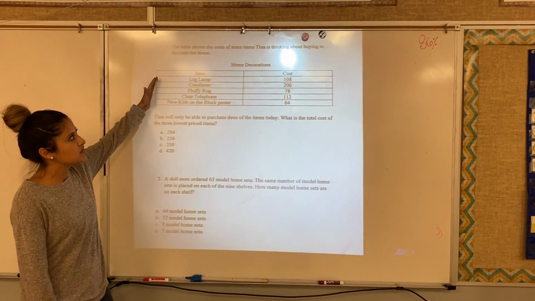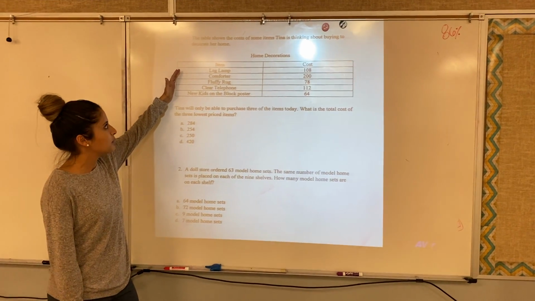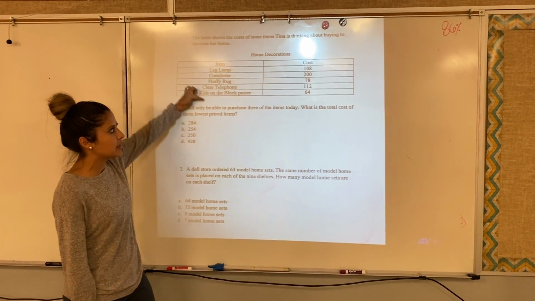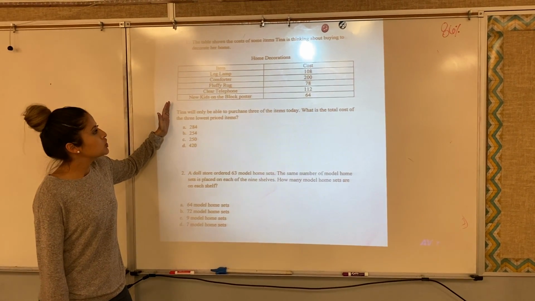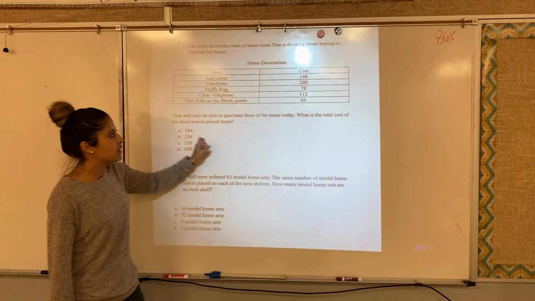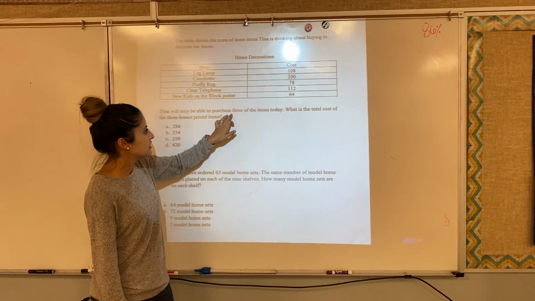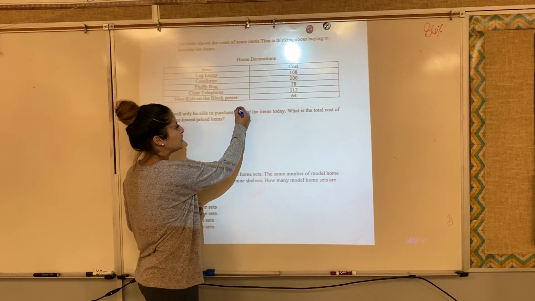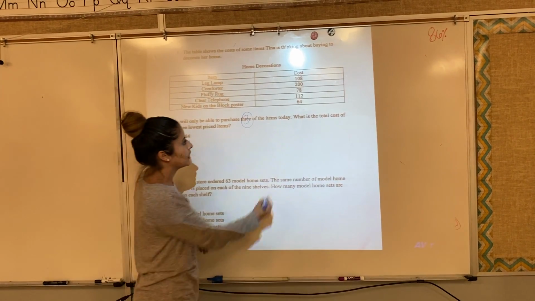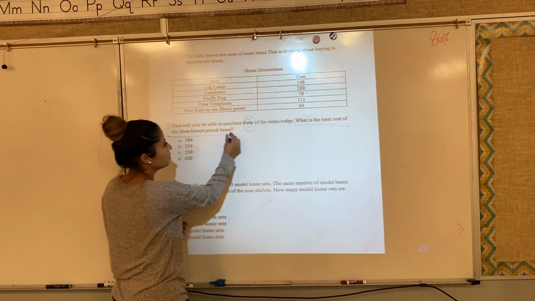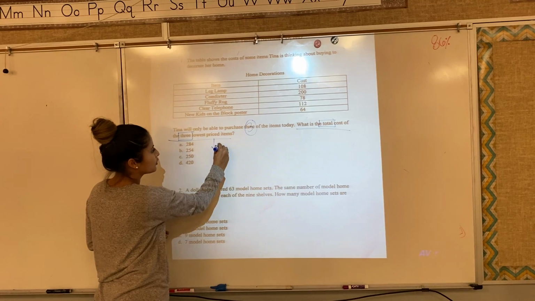So it shows the cost of some items that Tina is thinking about buying to decorate her home. So we have the different types of items and the price. Here's our question. Tina will only be able to purchase 3 of the items today. So in class, we've been taught that anytime we see the word form of a number, we write that digit 3 so it pops out. We don't just scan over it. We're looking for what is the total cost of the 3 lowest priced items.